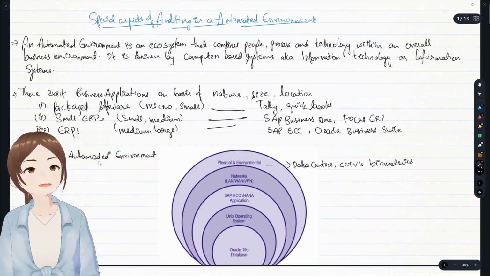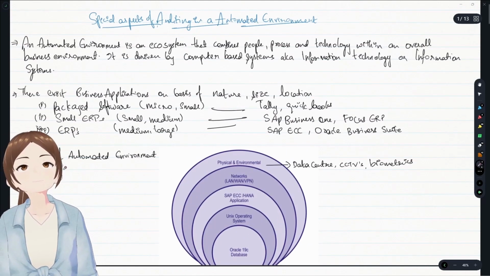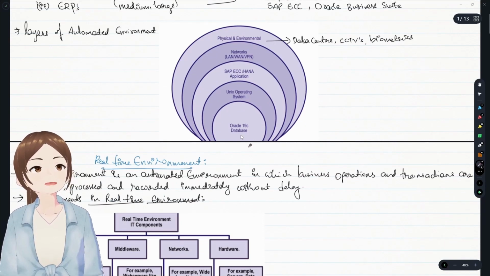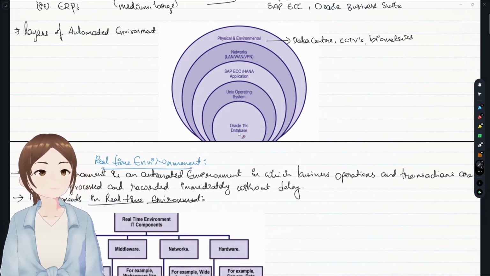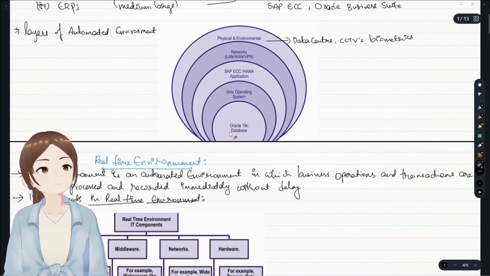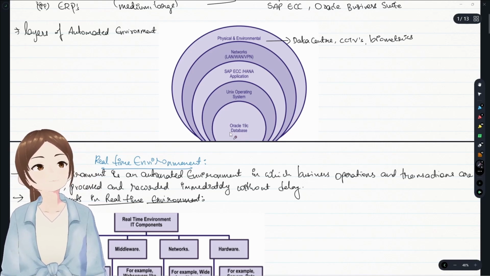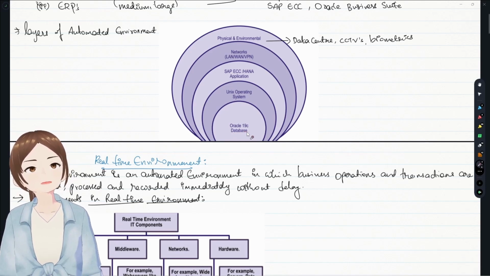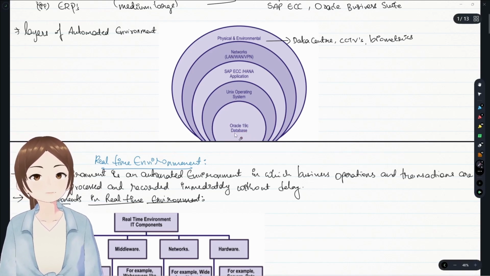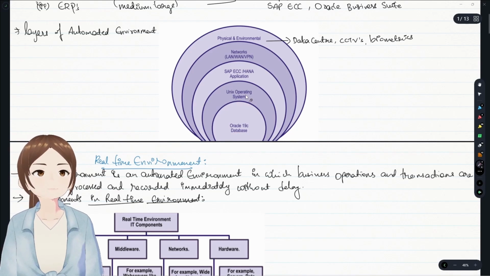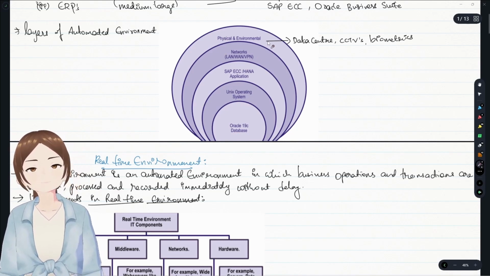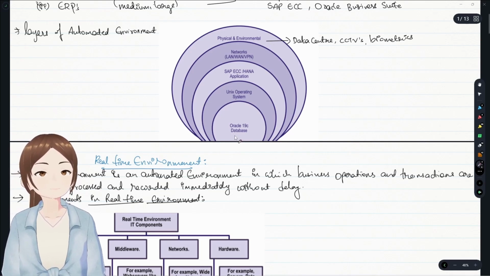An automated environment consists of the following layers. I think you could expect this as a direct question or an application-based question where you have to point out what all those layers are. We go from micro to macro level: database, operating system, application, networks, and physical and environmental.